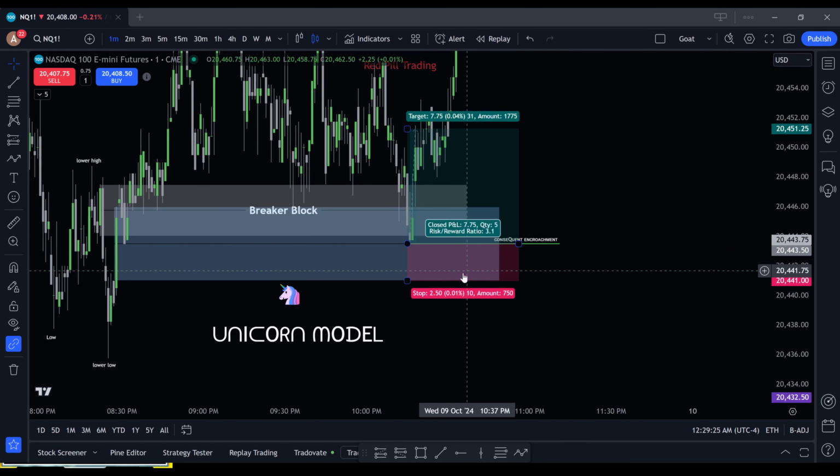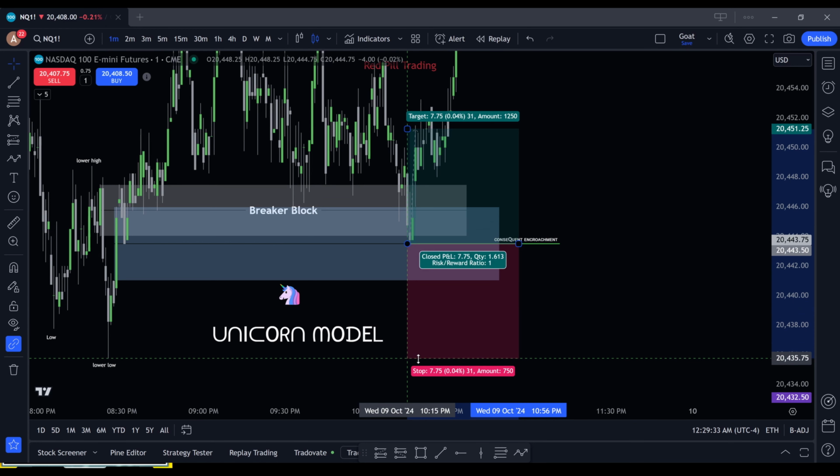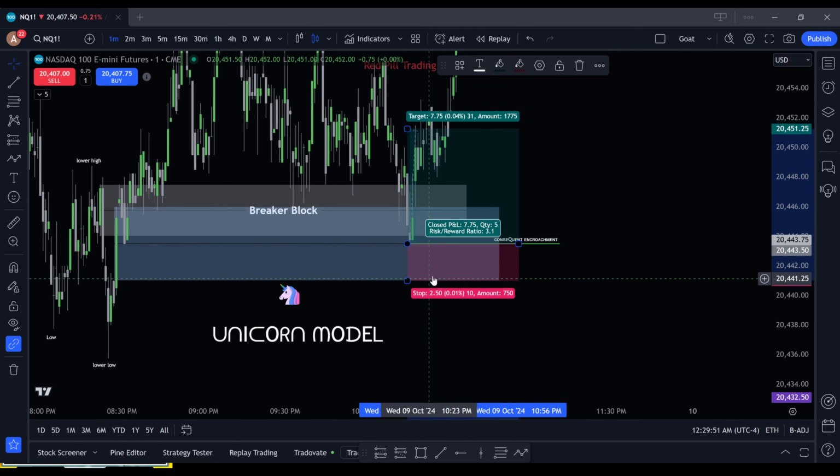Now, if you really wanted to, you could always do the classic of putting your stops right below the formation that started the fair value gap, or really all the way down below the lower low. Okay, but if it's running down this far, breaking through the fair value gap, and especially breaking through the formation that started the fair value gap, chances are this is a failed setup. Okay, so easiest and best risk to reward is going to go right below the fair value gap.